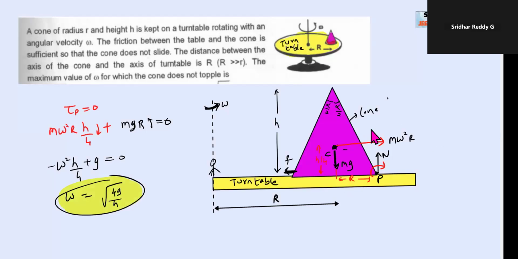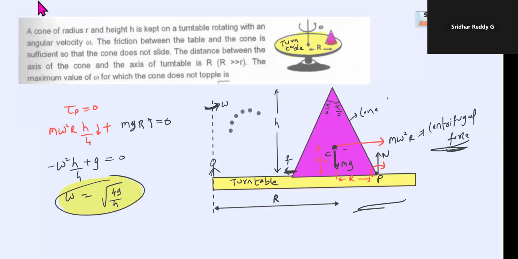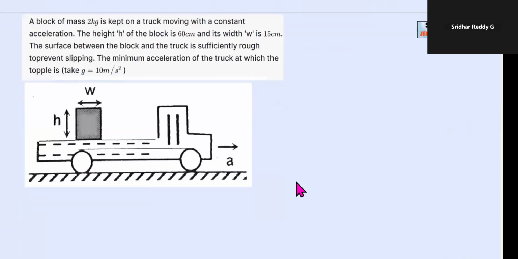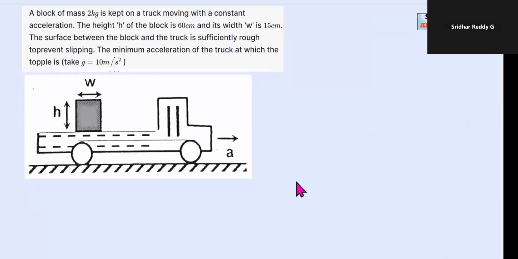A simple idea. So what is this m omega square r? It is the centrifugal force. And what we are discussing is toppling due to centrifugal force. That's the basic idea of the problem. Now we'll take the next problem.